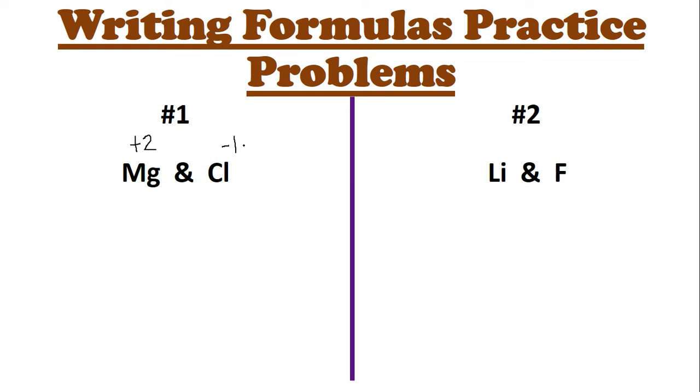Now we have to look at those. Do those equal 0? Well, they do not equal 0. So since they do not equal 0, you cross them. The 1 will cross down to the Mg, and the 2 will cross down to the Cl. So when you write it, you go Mg. Chemists are lazy, so we don't write the number 1 because it's always implied. And then Cl2. And that would be the formula for Mg and Cl, which would be magnesium chloride.